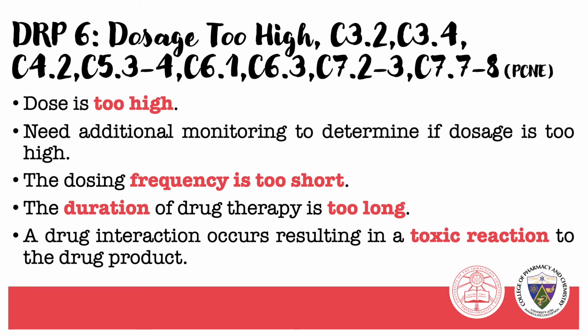This dosage too high can be a result of a frequency that is too short, a duration of drug therapy that is too long, or a drug interaction resulting in a toxic reaction to the drug product. Example: the patient developed bradycardia and second-degree heart block resulting from a 0.5 mg daily dose of digoxin used for congestive heart failure. So, what do you consider? Is it a dose too high or just correct? This dose was too high due to his advanced age and declining renal function.